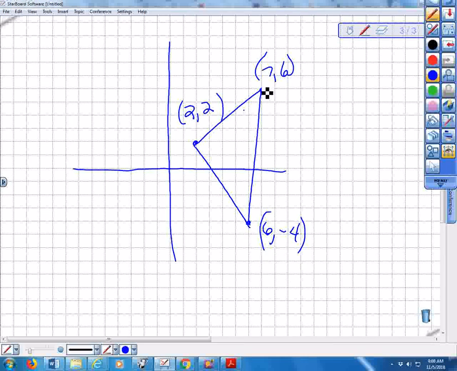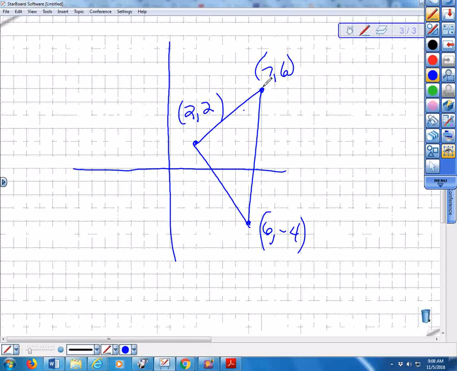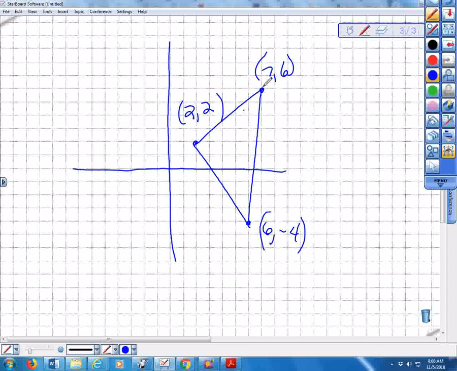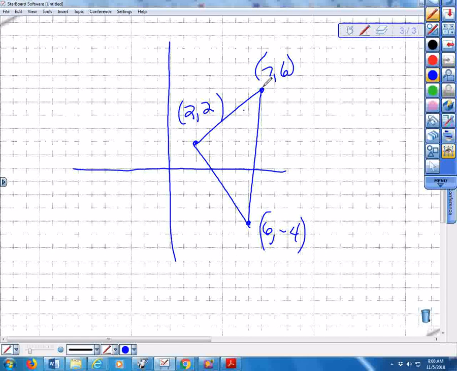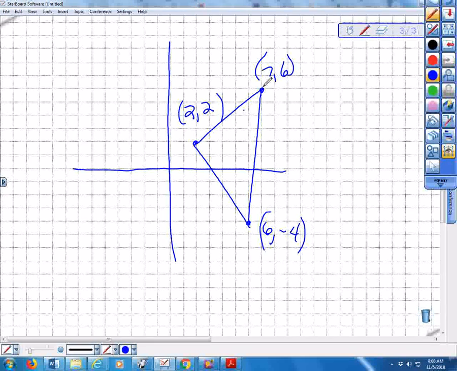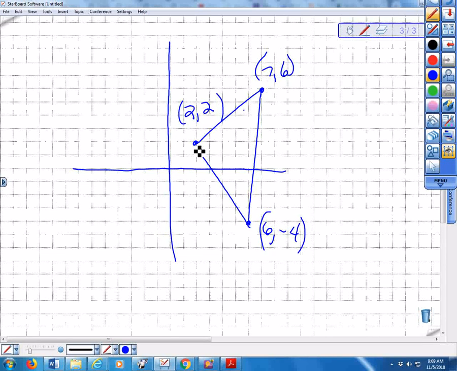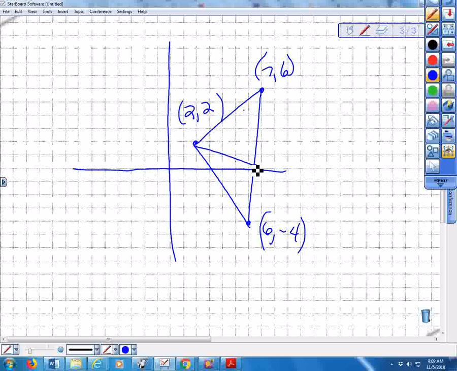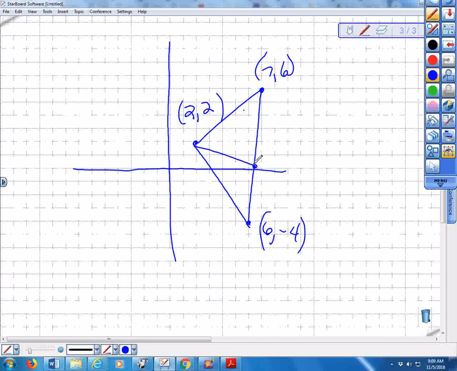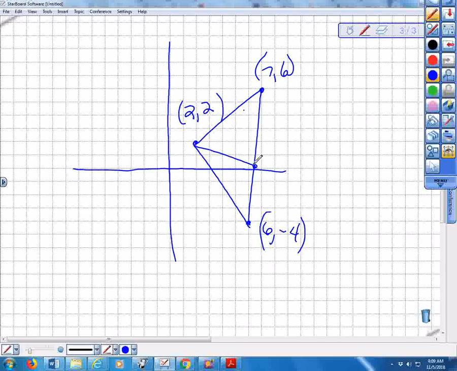How do you find the area of a triangle? Who remembers? 1/2 base times height. That's the area of a triangle. So for me to find the area of this triangle, I've got to find the length from here to here. Then I've got to find the perpendicular height, figure out that point, find the distance between them. It gets pretty convoluted, right? If I'm just given 3 points.